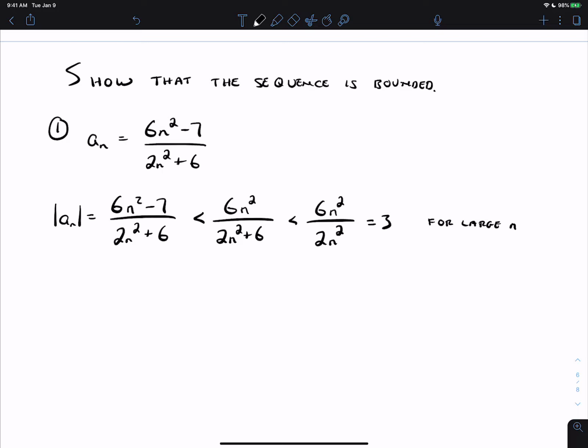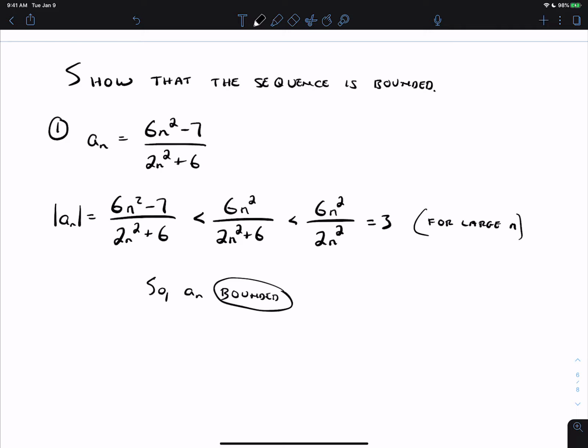But if you look at 6n squared minus 7, that happens to be negative when n is 1, but once n is bigger than that, once n is at least 2, then everything here is positive. The "for large n" is what we're going to use to take care of that. What that means is the absolute value of an is less than 3. That means that an is bounded above by 3, bounded below by negative 3 for large n, and so then we'll say that an is bounded by 3.